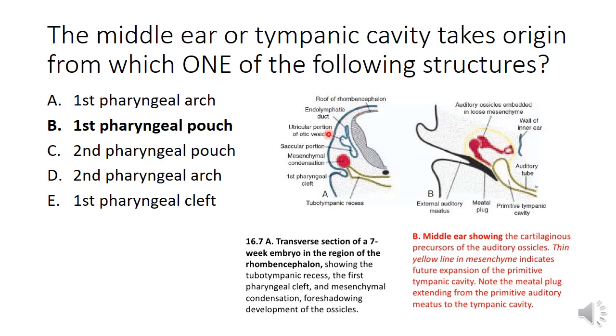Okay, the pharyngeal arch is in the outer aspect, whereas the pharyngeal pouch is from the endoderm, which is from the inside. Okay, so this is the one which would be giving rise to the middle ear, the tubotympanic recess, and the auditory tube as well.